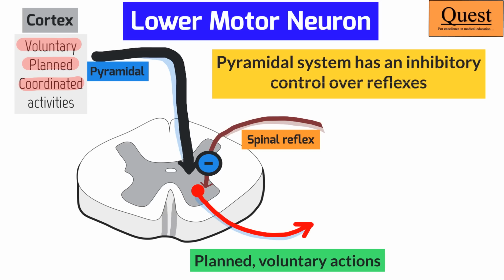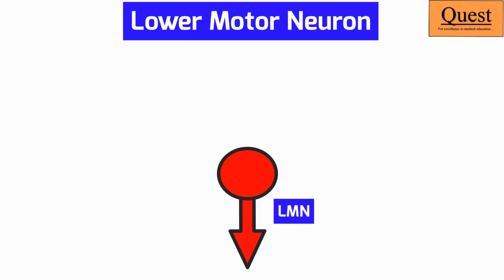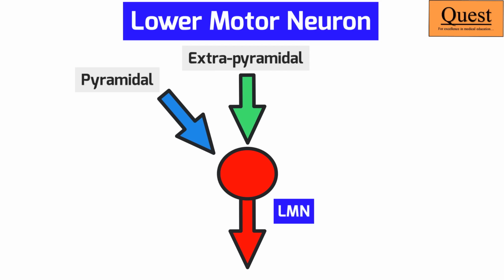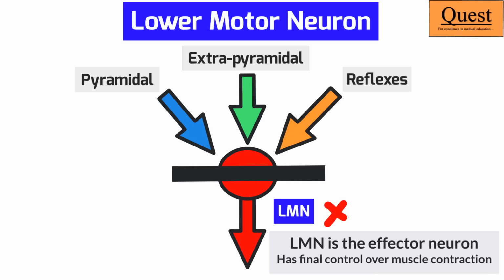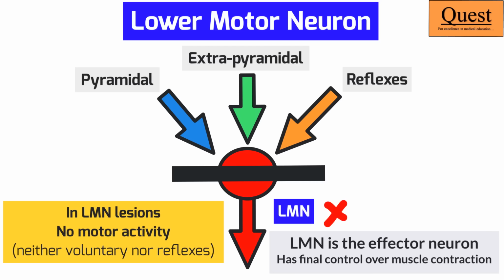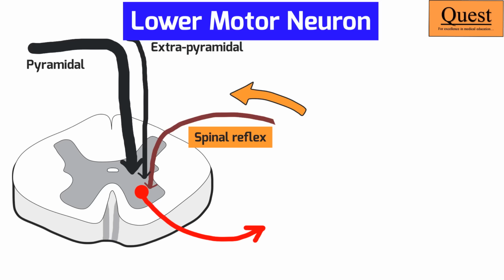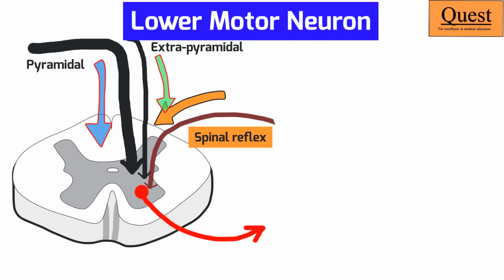Now, remember, none of these systems, pyramidal, extrapyramidal, or reflexes, would be able to work if the effector neuron, that is the lower motor neuron, is damaged. If the lower motor neuron is damaged, nothing can eventually reach the muscles, so no motor activity can be carried out.